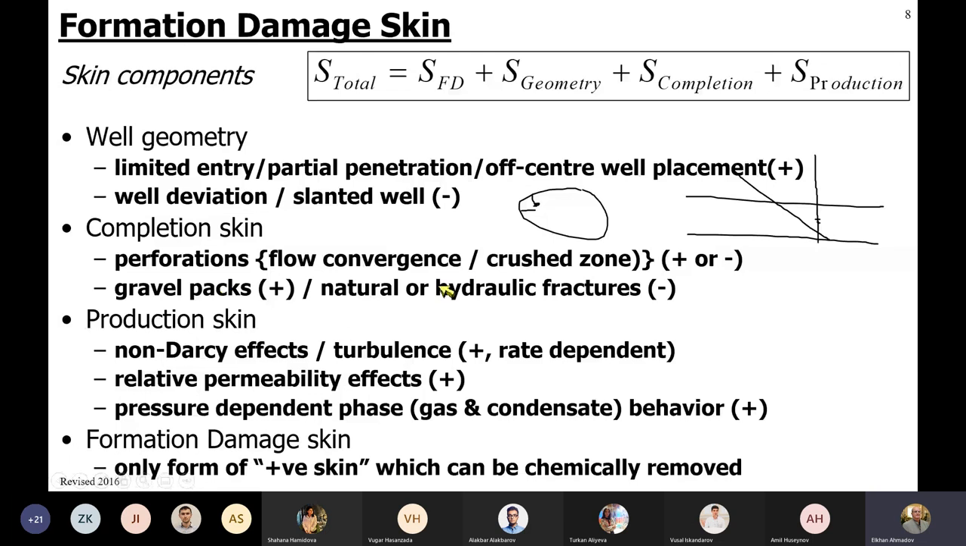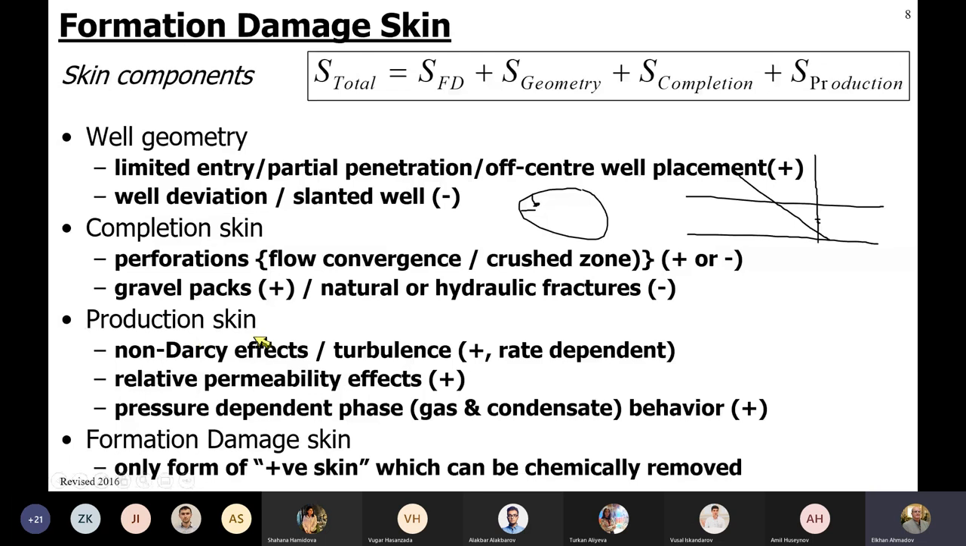But if we fracture it hydraulically, or if we have natural fractures in the reservoir, then this will increase the reservoir exposure or contact area with the reservoir, and the effective wellbore radius will be higher, so we may get a negative skin. The production skin, coming from production, is related to non-Darcy effect or turbulence.